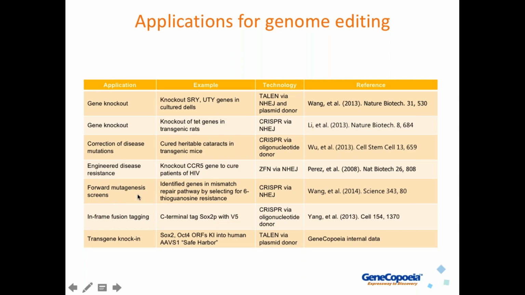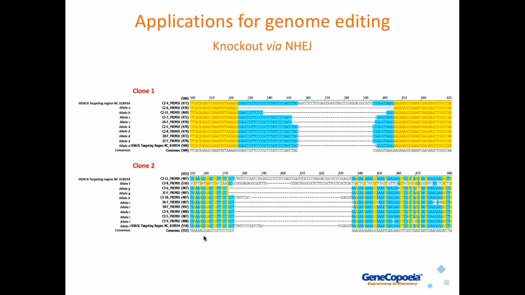There's forward mutagenesis screens. You'll hear about this using CRISPR single-guide RNA libraries. In-frame fusion tagging. So let's say you want to add a V5 tag or a GFP tag to a gene, you can do that. And also there's transgene knock-ins, such as knocking in a transgene to the safe harbor locus in humans or mice.